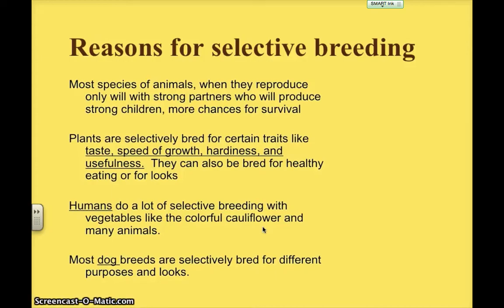Specifically, which I mentioned in the last picture, is things like vegetables like the colorful cauliflower, also different dog breeds based on their looks or different characteristics they might have.